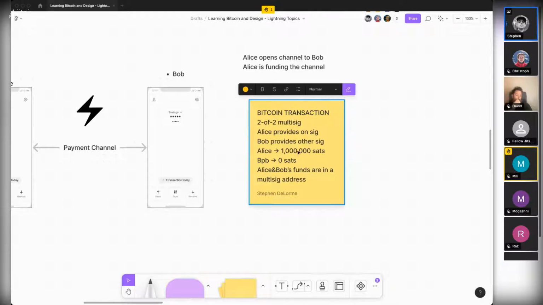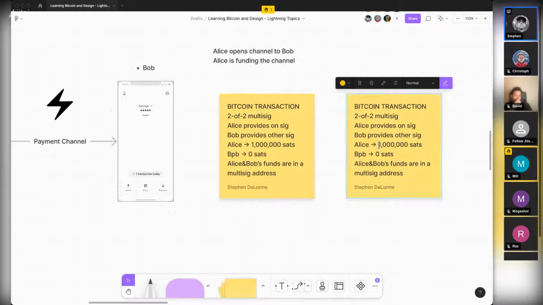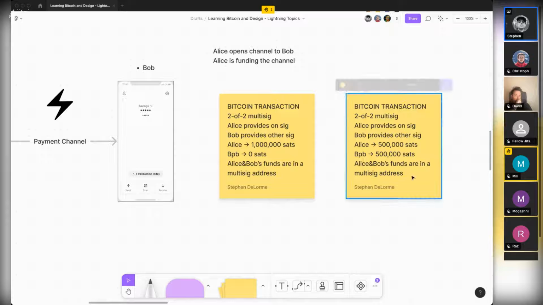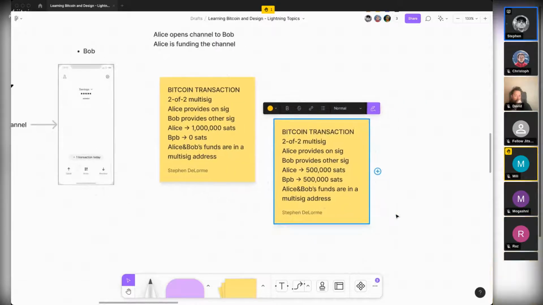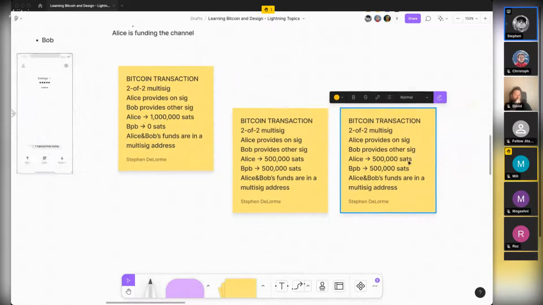address, right? And so every time they make a Lightning payment, all they're doing is advancing the channel state. If Alice wants to send him some money, let's say she sends him half of it, because I don't feel like doing simple math at the moment. So she sends him 500,000 sats, and all they're doing is creating a new Bitcoin transaction. Because it's multi-sig, they both have to sign off on this transaction. They both have to collaborate on these transactions.